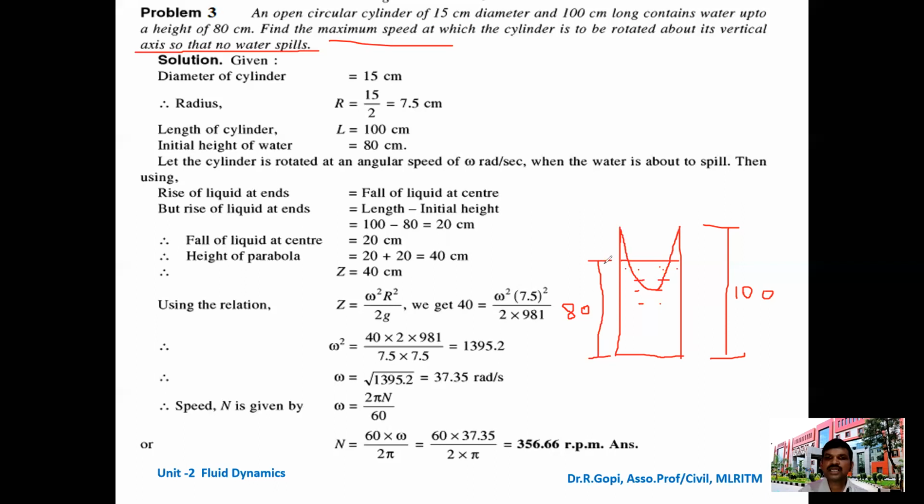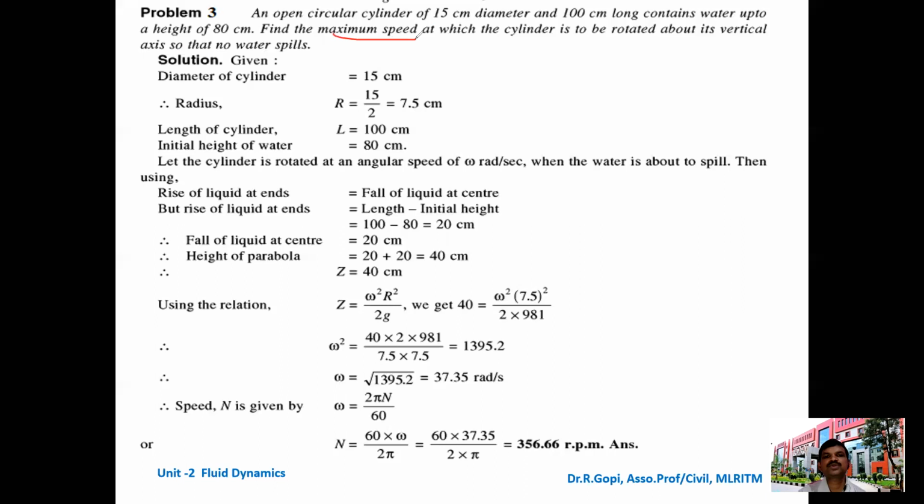Since the initial height is 80 centimeter, we don't go beyond this 100 centimeter height after the forced vortex. If the water moves more than 100 centimeter, what happens? The water will spill out, so it should be avoided under this condition. What is the maximum speed? What is the unit of speed? It is n. N equal to how much? This is the question.